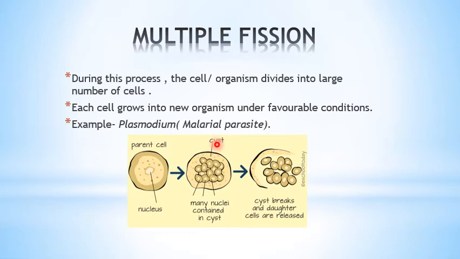When the conditions become favorable, the cysts break and the daughter cells are released, which are identical to the parent cell. And here we have the example of the plasmodium, or malarial parasite, which causes malarial fever.